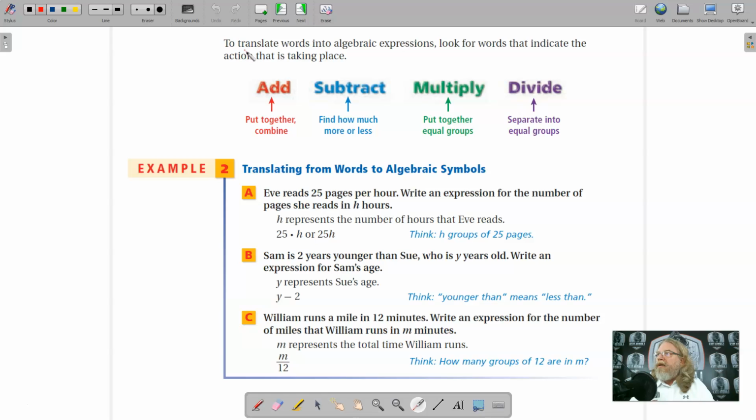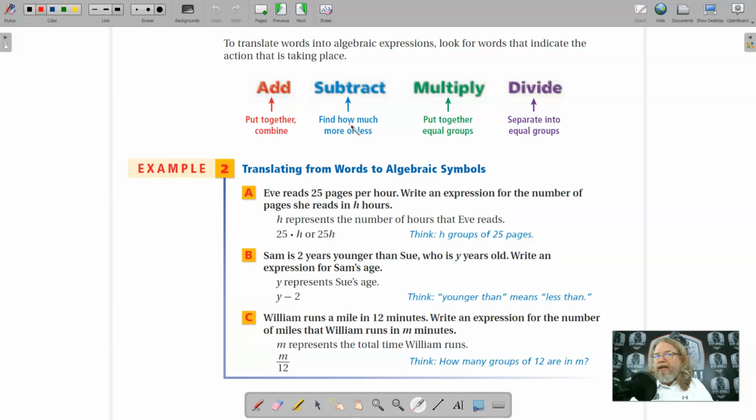Let's look at the next one. To translate words into algebraic expressions, look for words that indicate the action that is taking place. So we have add, subtract, multiply, and divide again. Adding is all about putting values together, combining them together, and getting a total. However, whenever we add, we're usually adding values that are not equal to one another, which is what we do in multiplication. But we'll look at that whenever we get there. For subtraction, it's all about finding how much more or how much less one thing is of another. That is to find the difference.